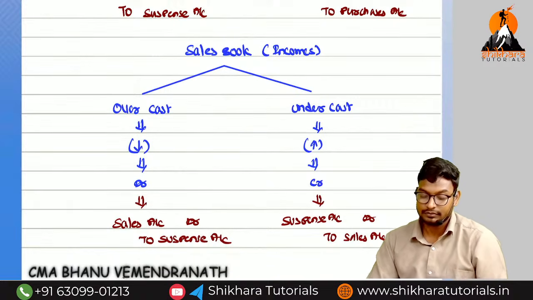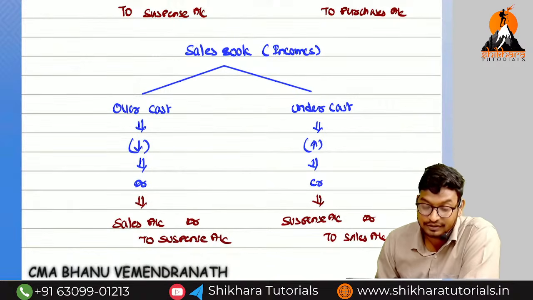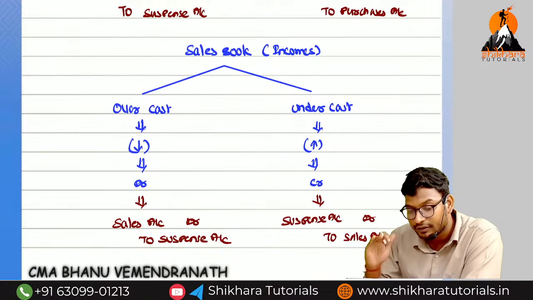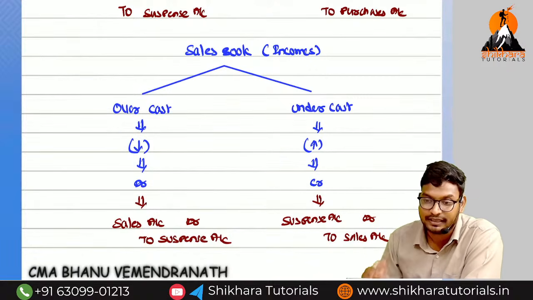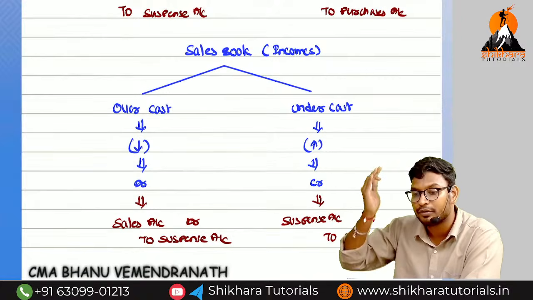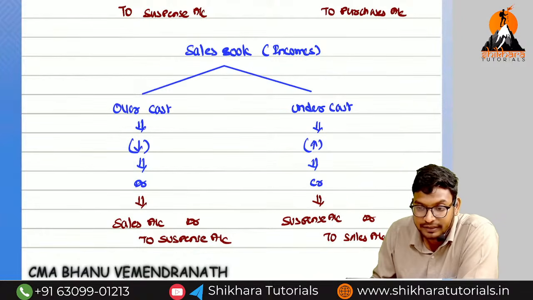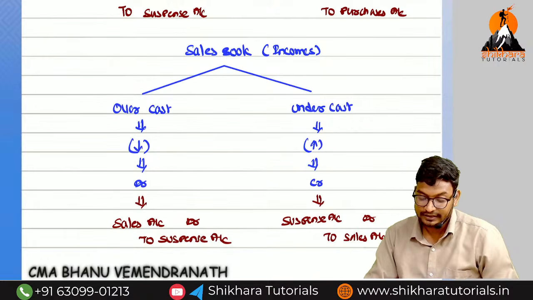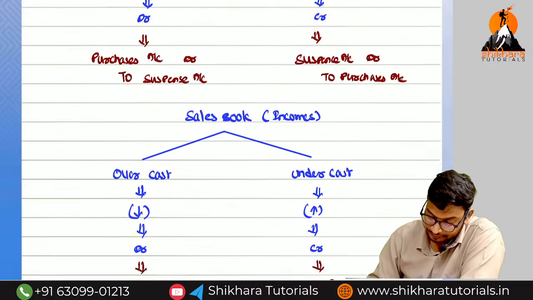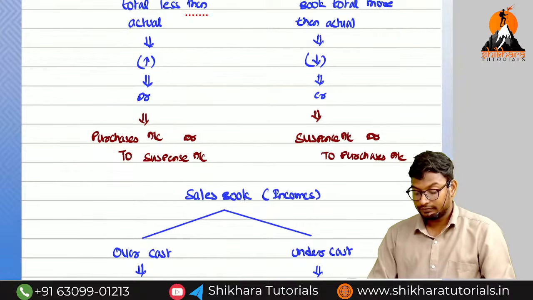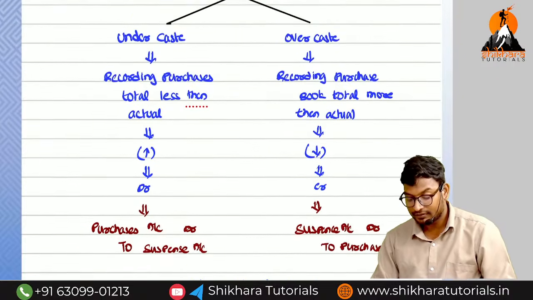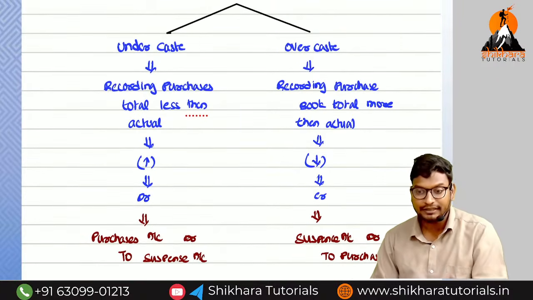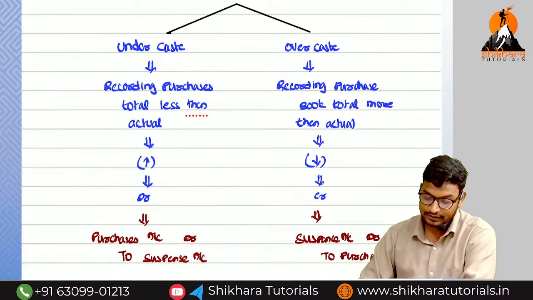So this is how undercast and overcast will work out. Undercast means we have recorded a lesser amount, so we have to increase the balance. Overcast means we have recorded a more amount, so we have to decrease the balance. This is how we need to see it. Let us continue the discussion, because only 2 to 3 transactions of this type we will get in the examination.